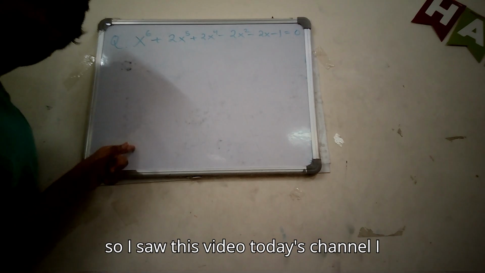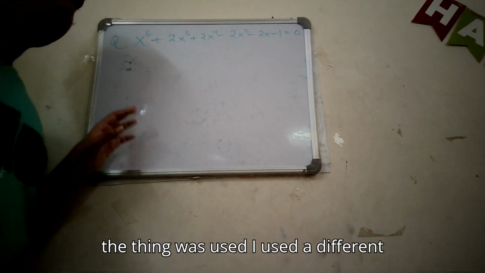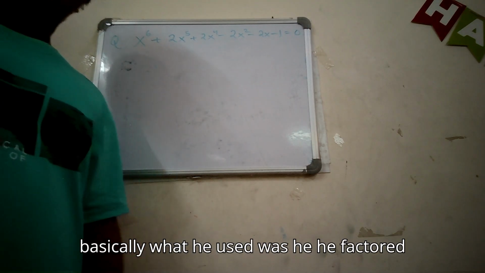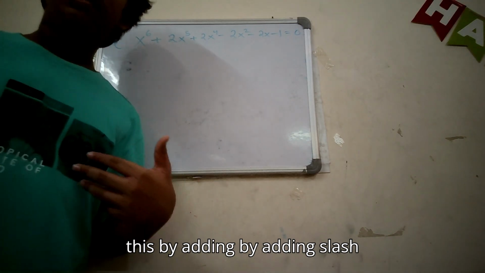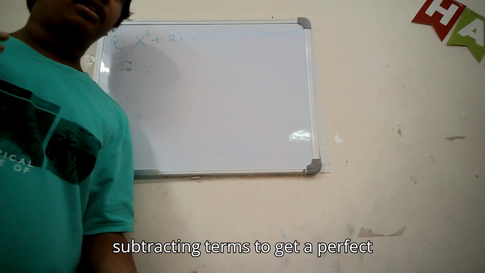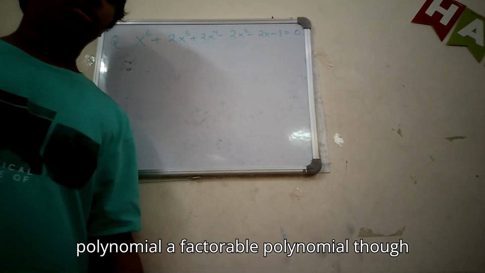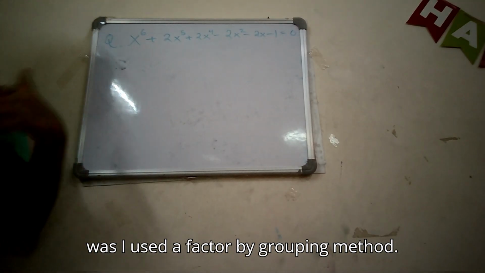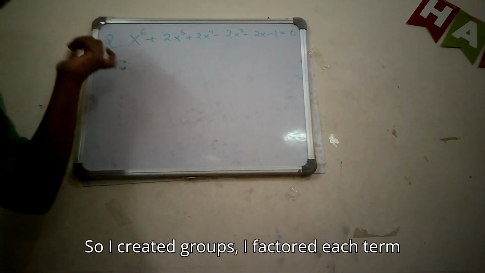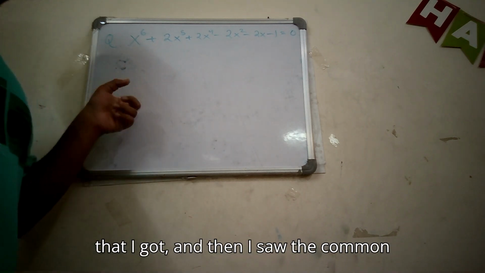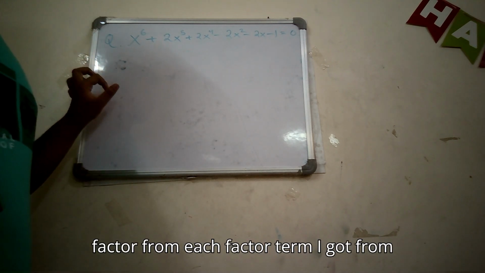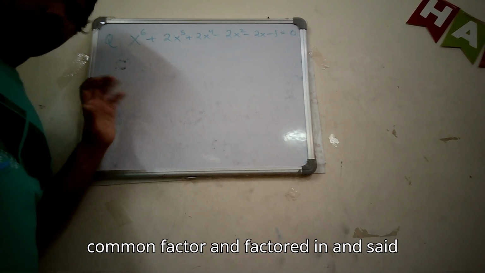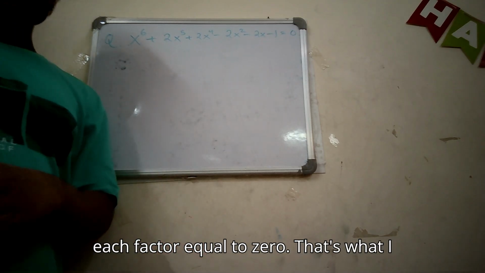So I saw the video on his channel. I solved it by myself, and I got roots. But the thing was, I used a different method, and he used a different method. Basically, he factors this by adding and subtracting terms to get a perfect, factorable polynomial. But what I used was the factoring by grouping method. So I created groups. I factored each term which I got, and then I saw the common factors from each group term, and then I took the common factor and factored, and I set each factor equal to 0. That's what I do here.